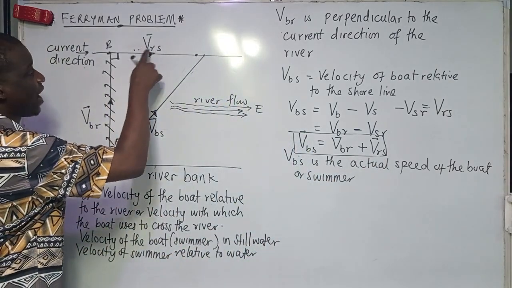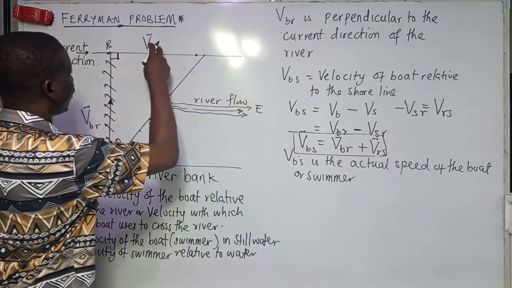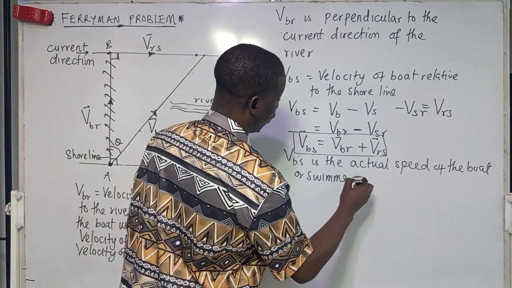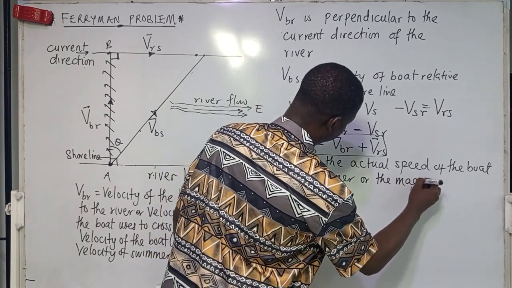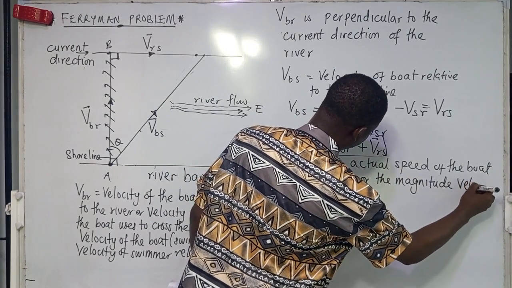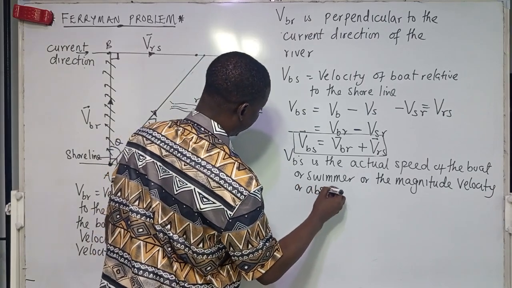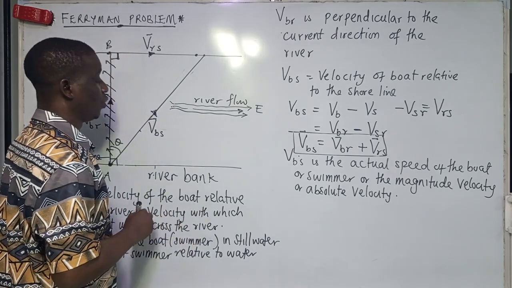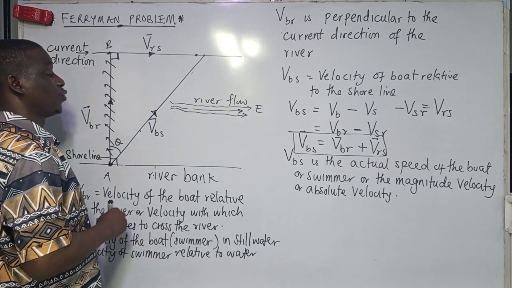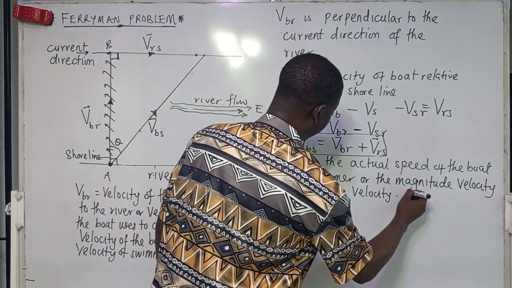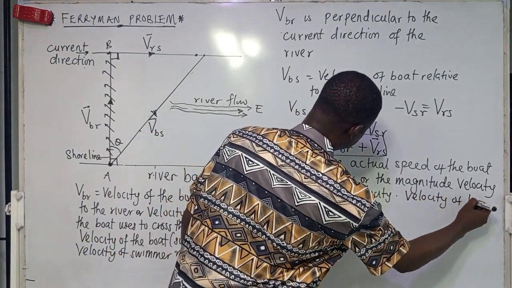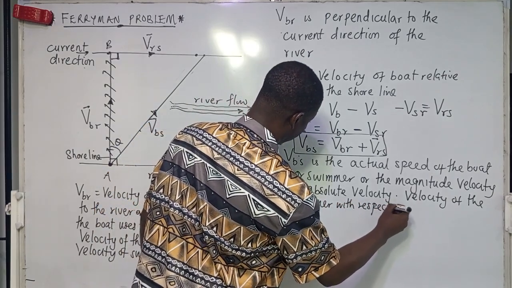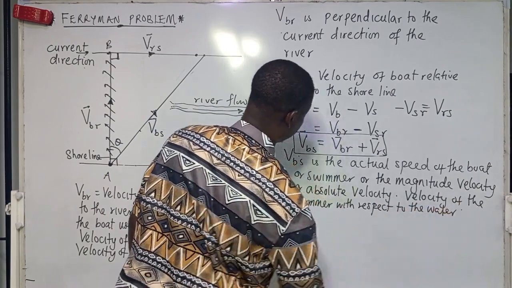So in this case, VRS plus VBR is equal to VBS. So the actual speed of the boat, the magnitude of the velocity, or what we call the absolute velocity. We can also call it the velocity of the swimmer with respect to the shore. VBR can be called the velocity of the swimmer with respect to the water. You can put it as the shoreline, or the water.